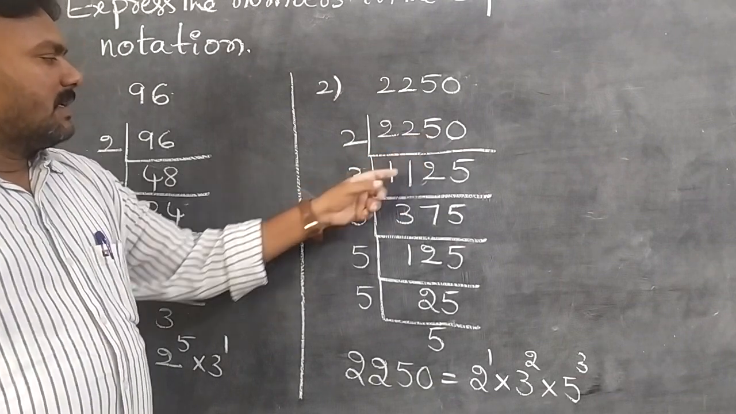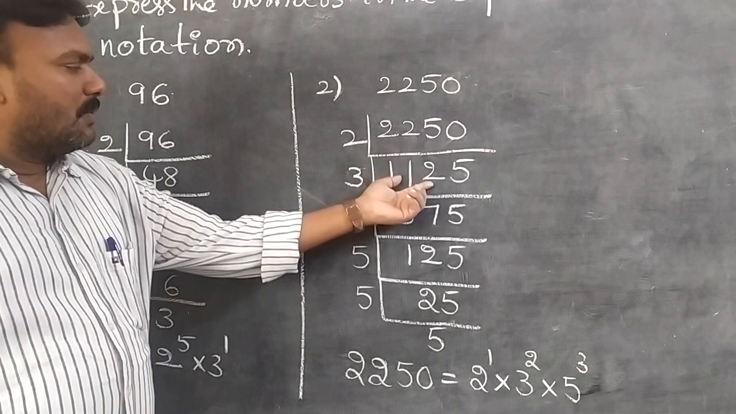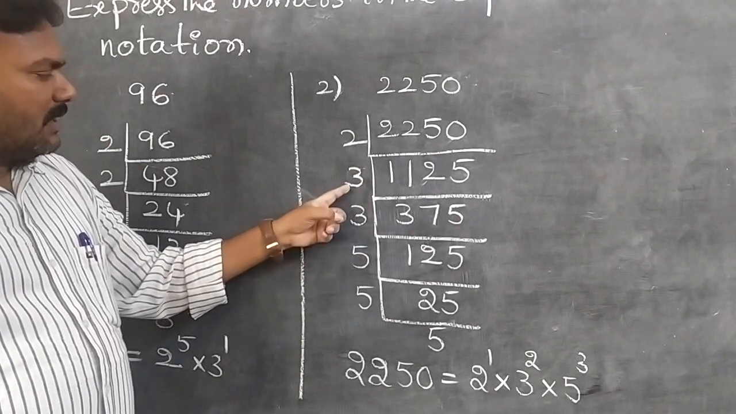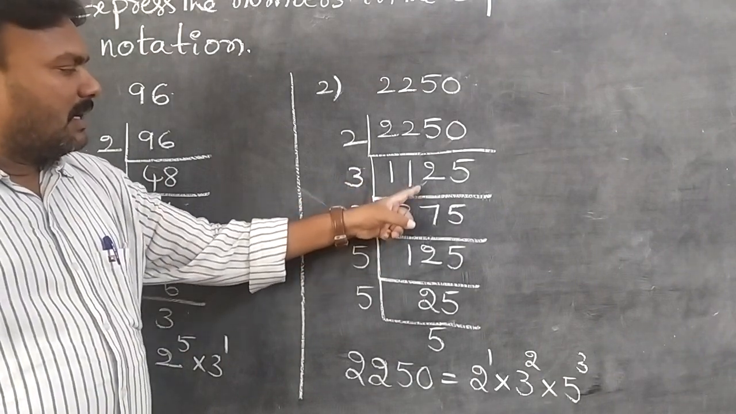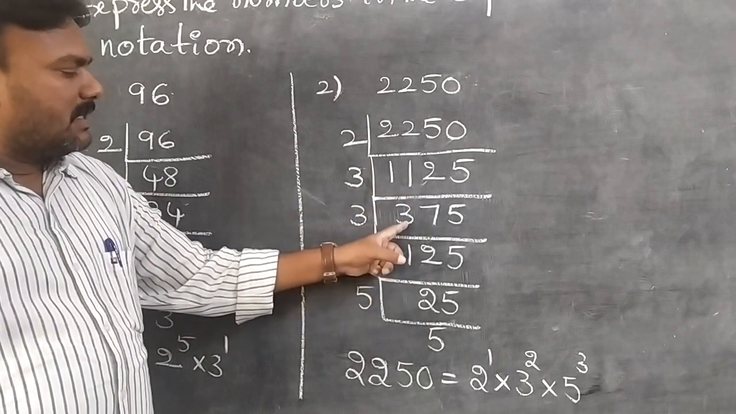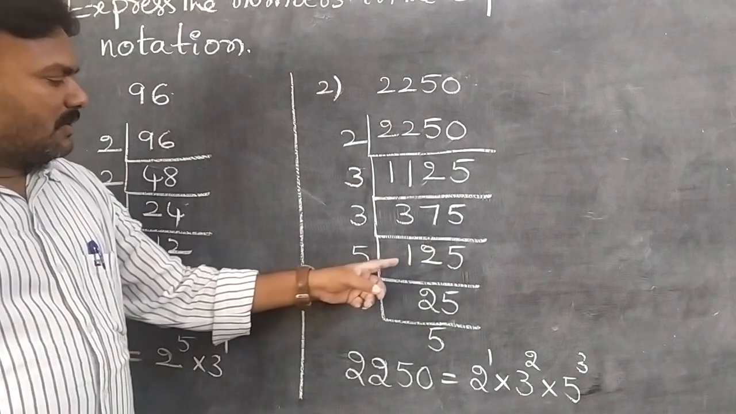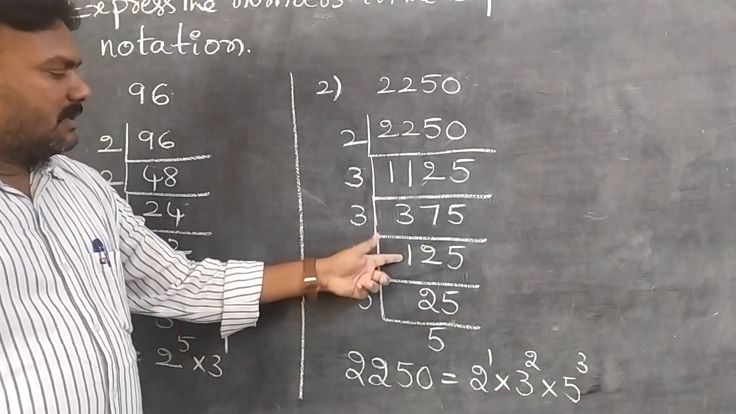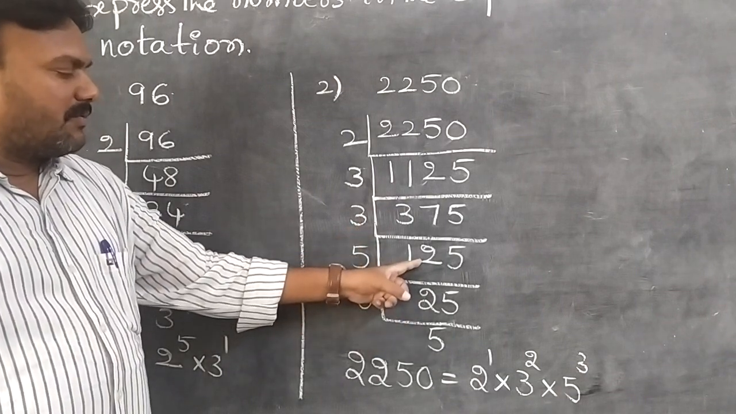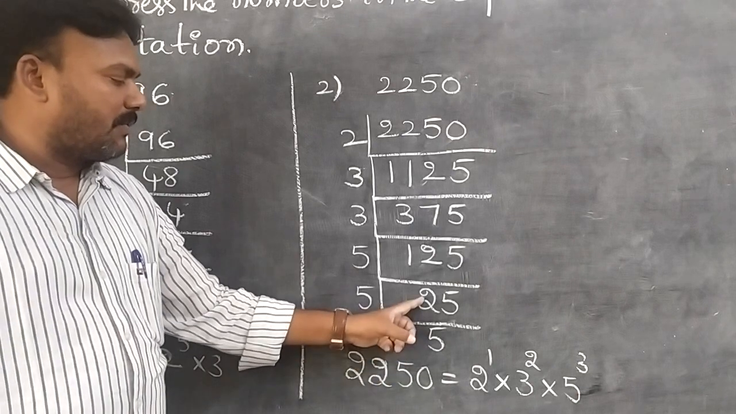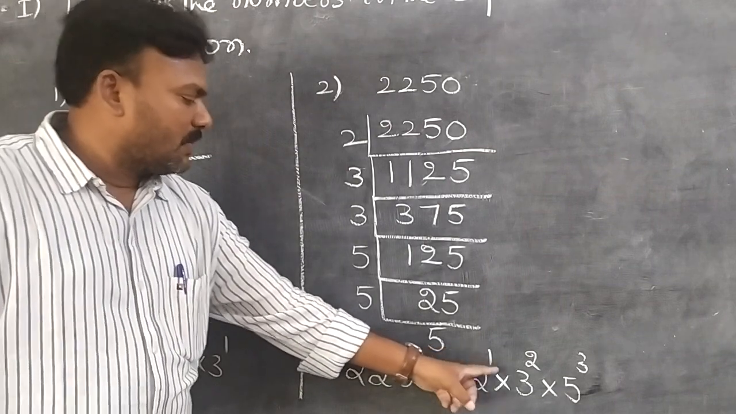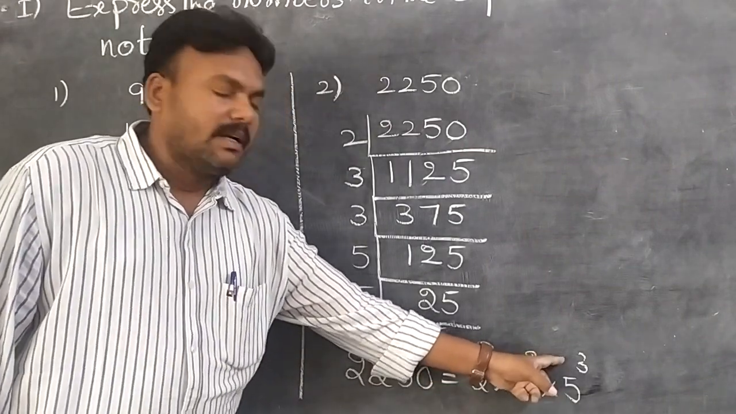2 1125s are 2250. Next, this number is not possible to express with 2. That's why we go for the next prime number, 3. 3 375s are 1125. Next, 125: 3 125s are 375. So 125 cannot be expressed with base 3. So go for 5. 5 25s are 125 and finally 5 5s are 25. So 2250 equals 2 one time, into 3 two times, and 5 three times.